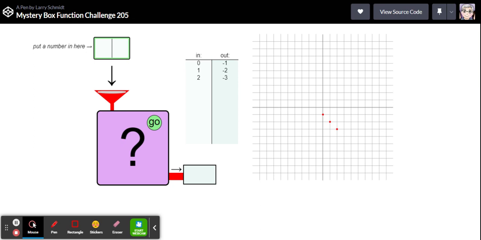Let's go out a little bit further. Let's go to a 6. And that appears to be on the line. So maybe we just have a linear function. This would be a slope of -1 because it goes down 1 for every one it goes over. And the y-intercept is -1, so that would be f of x equals -x minus 1. But maybe this is an absolute value function, so we should test some other points.